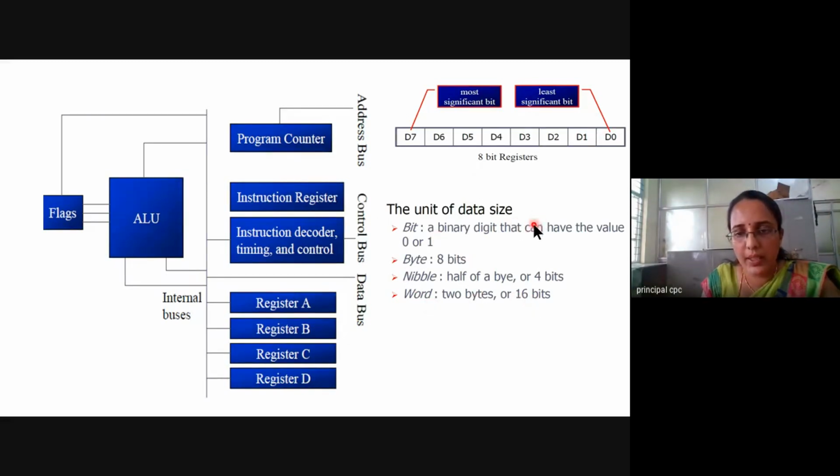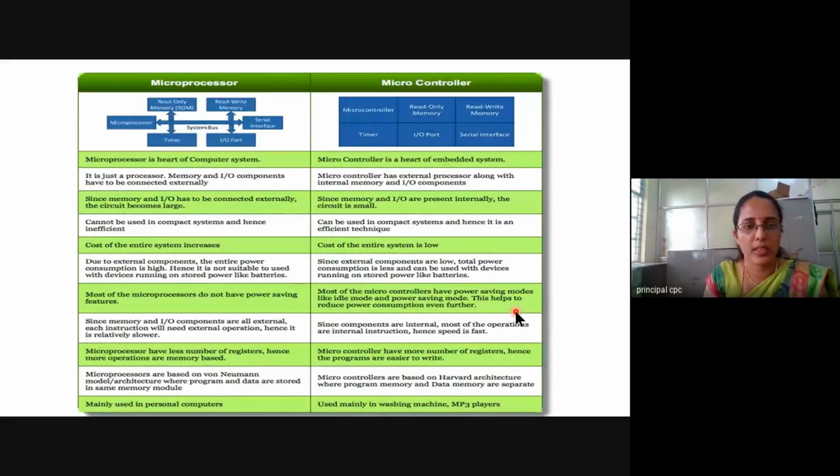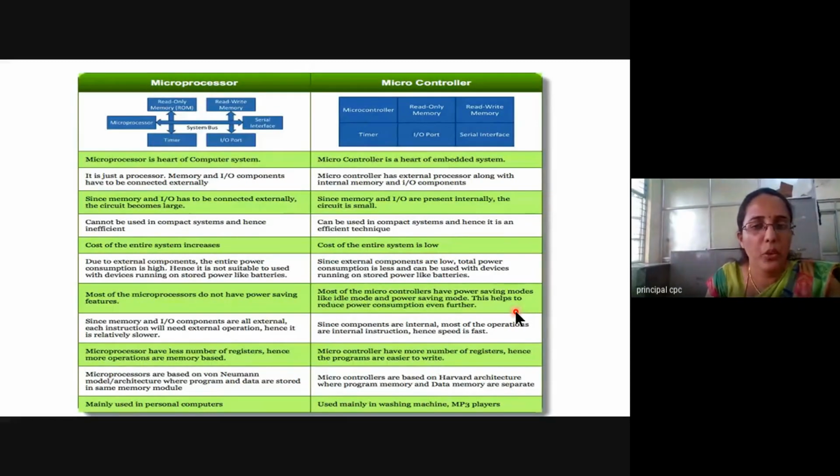The units of data size: a bit is either 0 or 1, a byte means 8 bits, a nibble means 4 bits, or half of a byte, and a word is 2 bytes, that is 16 bits. Bit 0 or 1, byte 8 bits, nibble 4 bits, and word 2 bytes or 16 bits. So this is about the basic things with respect to computer systems. Next is to know the features of microprocessor and microcontroller.